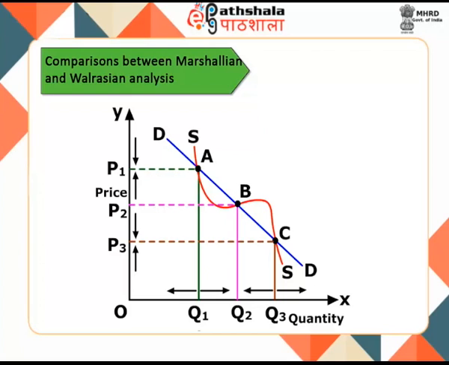Price will rise between P1 and P2 and will fall between P2 and P3. Price will rise between 0 and OP3 as here excess demand is positive. According to Marshall, quantity will increase when excess demand is positive and will fall when excess demand is negative. So, above OQ3 quantity will increase, between Q2 and Q3 it will fall, then again rise between OQ1 and OQ2, and will fall below Q1.